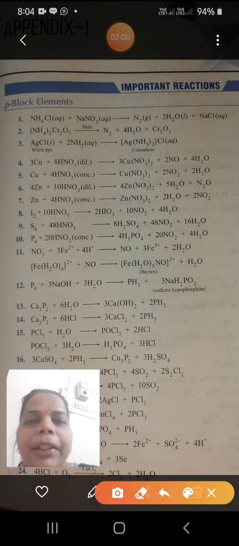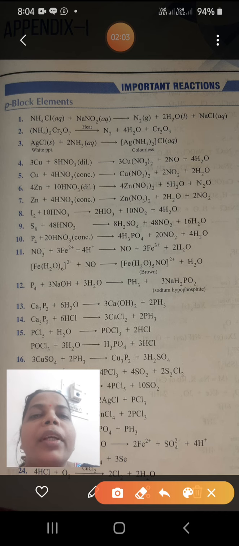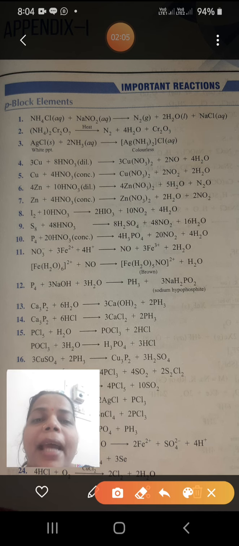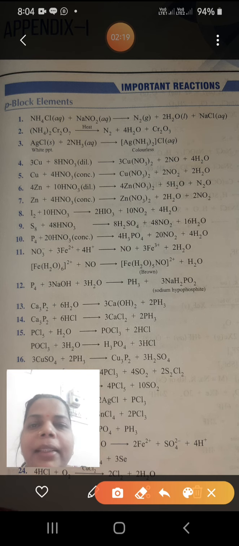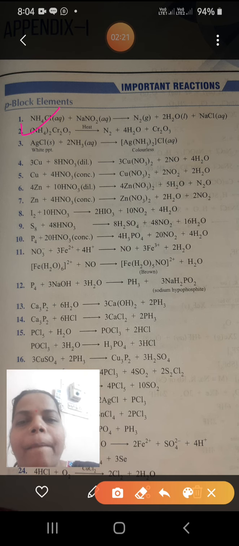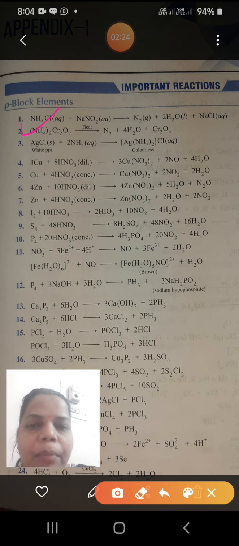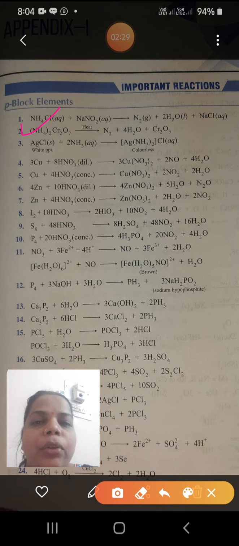First equation: ammonium chloride reacts with sodium nitrite and it gives nitrogen gas, H2O and NaCl. Simple reaction. Reaction is balanced. This reaction is for the preparation of nitrogen gas. Second reaction is the example of thermal decomposition, where ammonium dichromate is heated and you are getting nitrogen plus water plus chromic oxide. This is also a very important reaction for the preparation of nitrogen gas.